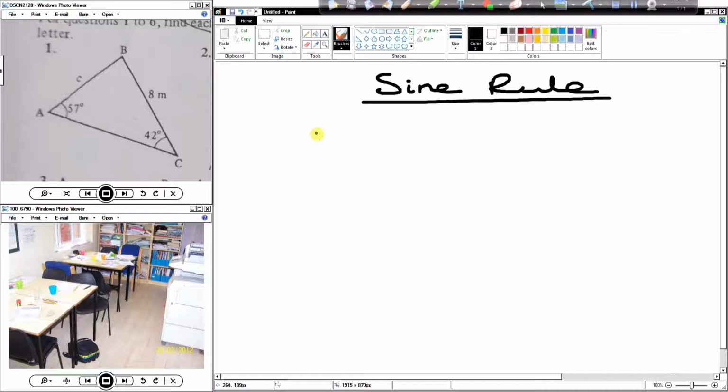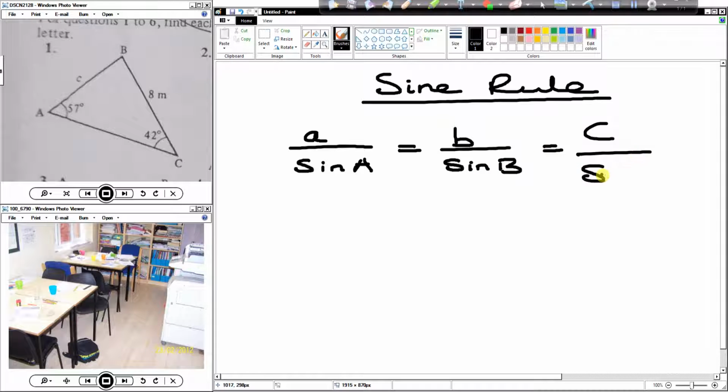So the sine rule goes like this. We have a over sine of A is equal to b over sine of B is equal to c over sine of C. Now I've made that top C a bit too big, so I'm going to need to rub it out. That should be a nice small c representing the side length. That is the capital one representing the angle.